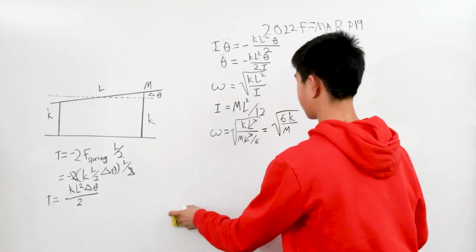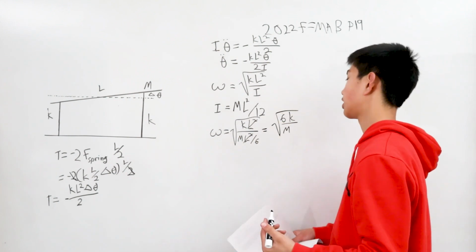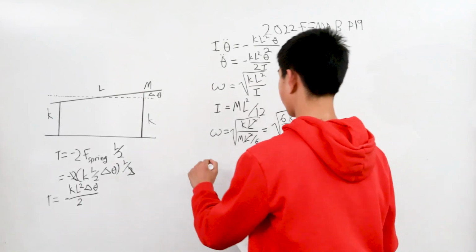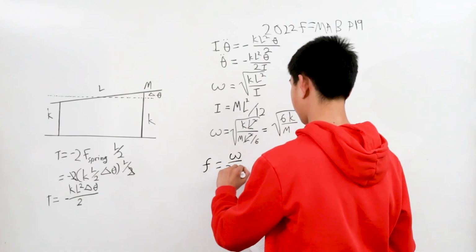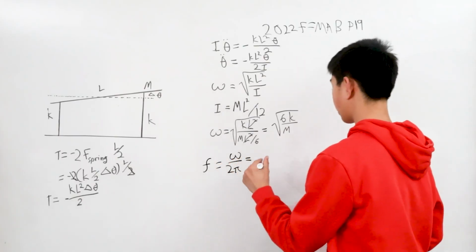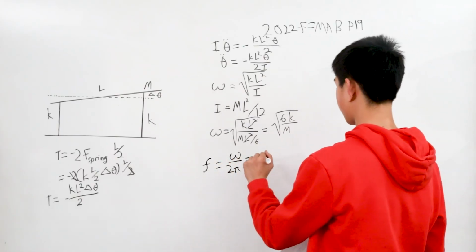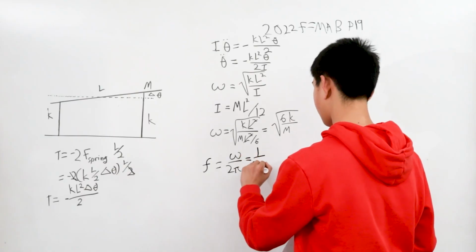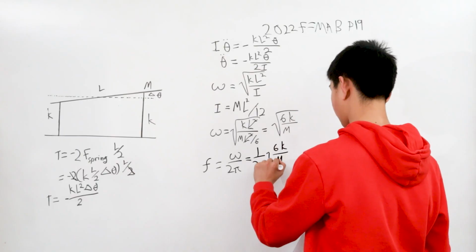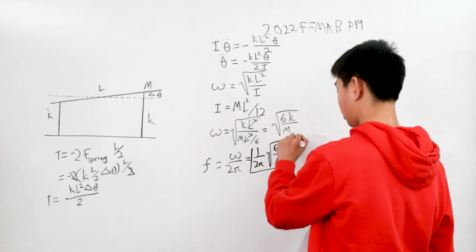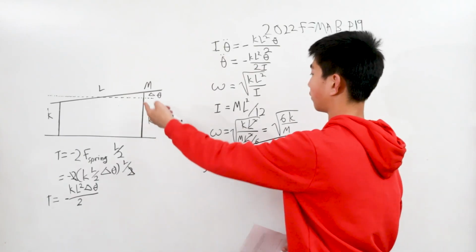Now we can plug it into the frequency, where the frequency is omega over 2 pi. You can just substitute this omega value in. 1 over 2 pi times the square root of 6k over m is our answer for this problem, for the frequency of this rod moving.